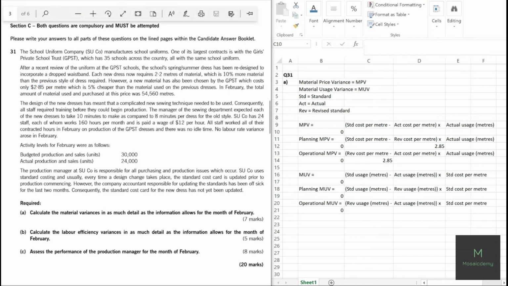So please be careful. We're not going to multiply it by 1.05 to get the old standard. Rather, we're going to divide it by 0.95 to get to the old standard, which in this case is 3, okay? So we have these amounts. Okay, after that, in February, the total amount of material used and purchased at this price was 54,560 meters. So we have our actual usage, right?